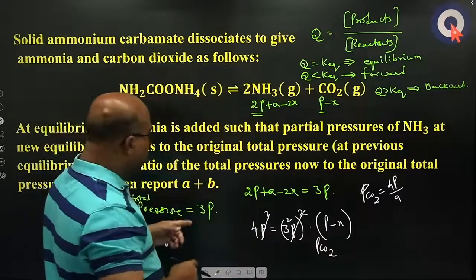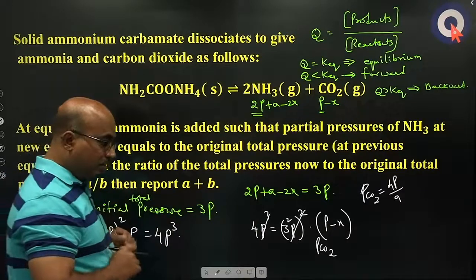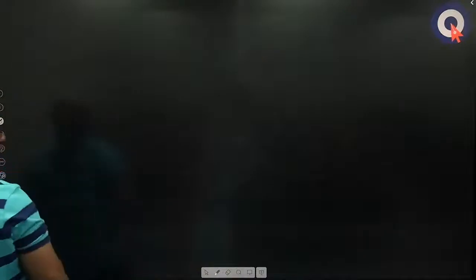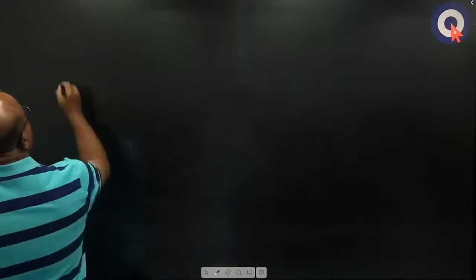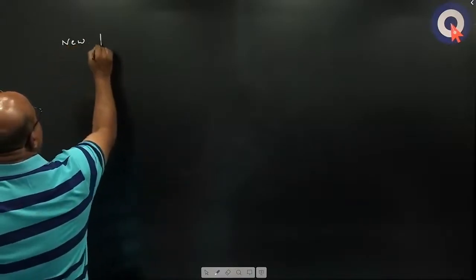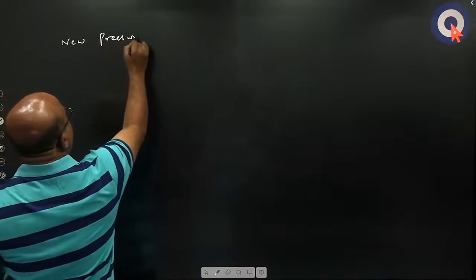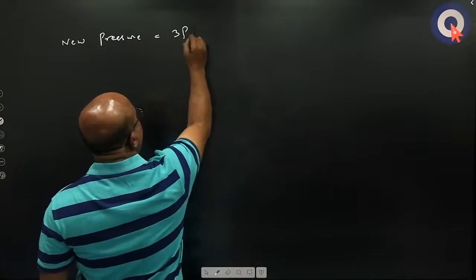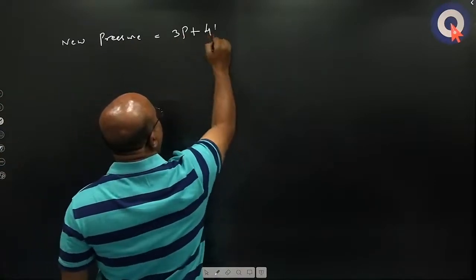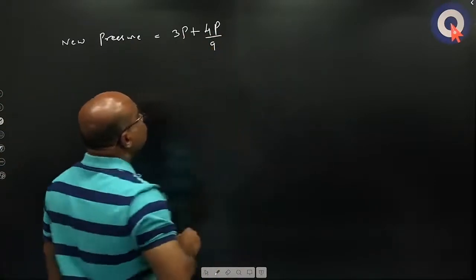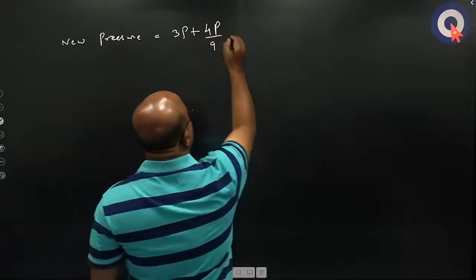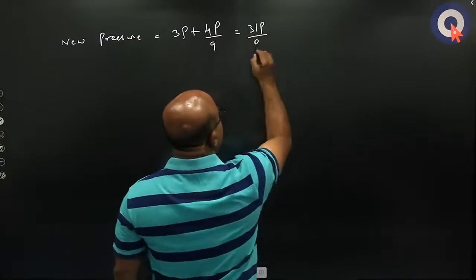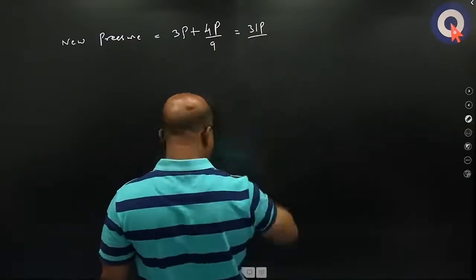So what is that ratio he is asking for? It is A by B. So, let us see, we had a space here, use that. What is the new pressure? The new equilibrium pressure is nothing but 3P, the pressure of ammonia, plus the pressure of carbon dioxide, which we got as 4P by 9. So it is nothing but 27 plus 4, that is 31P by 9.